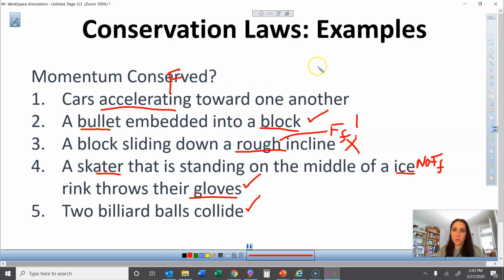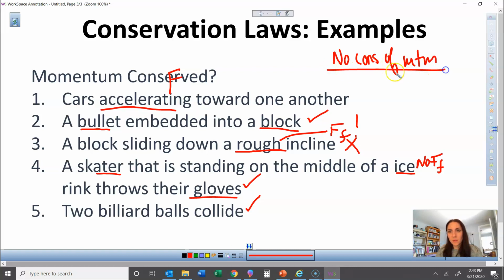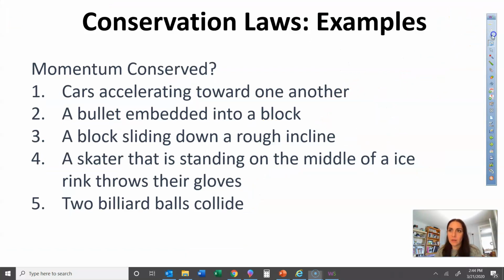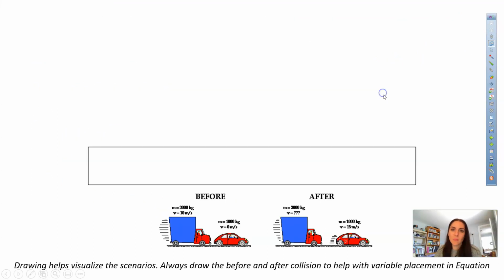So your key words for no conservation of momentum: you look for the word acceleration, force, pushing, or friction. Those are things to look for. If it doesn't say these, then you can assume it's conserved. So you'll definitely see these examples on your next quiz.